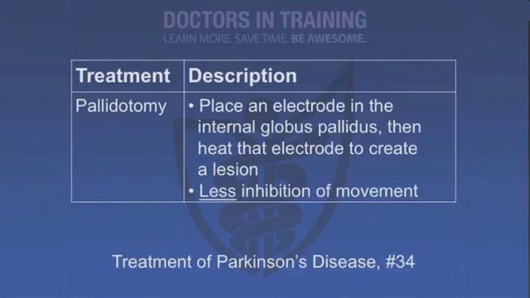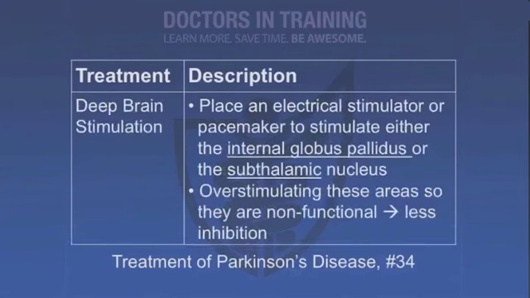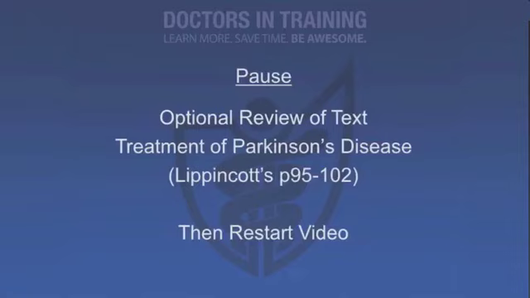It's much more common to do something called deep brain stimulation, where you place an electrical stimulator or a pacemaker to stimulate either the internal globus pallidus or the subthalamic nucleus. Basically, you're overstimulating these areas until they don't work anymore, so you have less inhibition of movement. Now let's pause for a moment and review the material that was just covered. Before we do that, if you haven't already done so, this might be a good time to read your pharmacology text that corresponds to the material that was just discussed. Then together, we'll go through the quick review in the study guide.